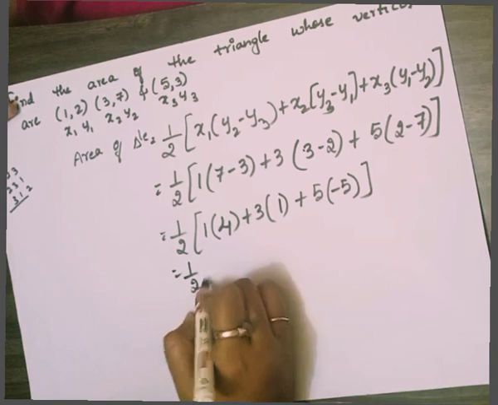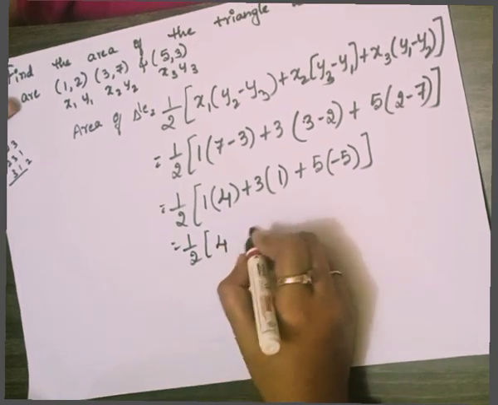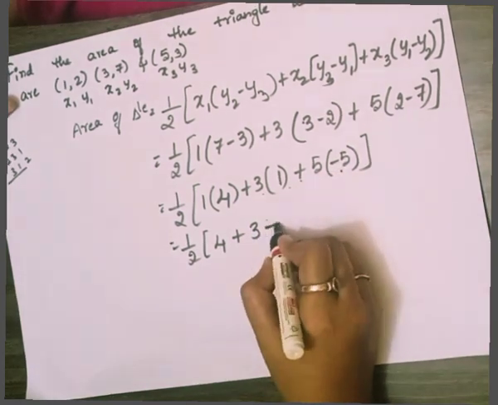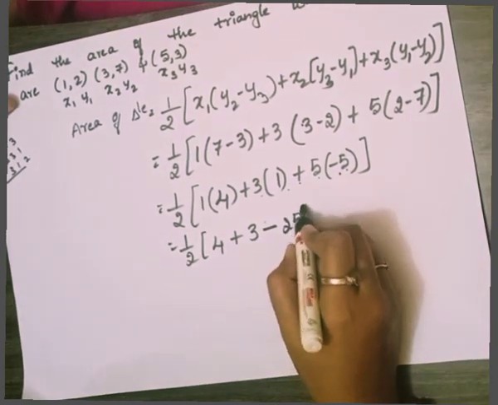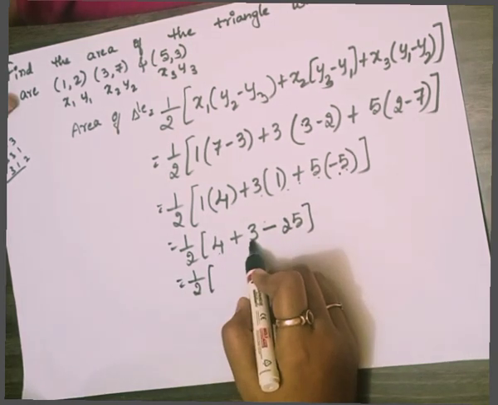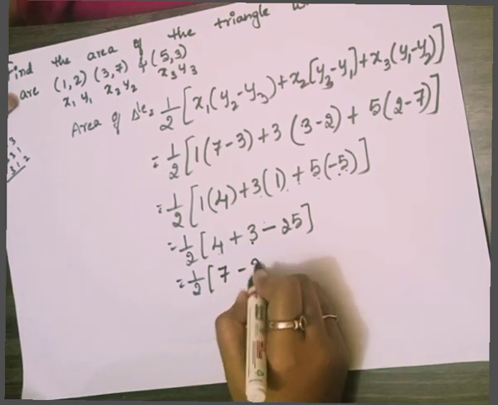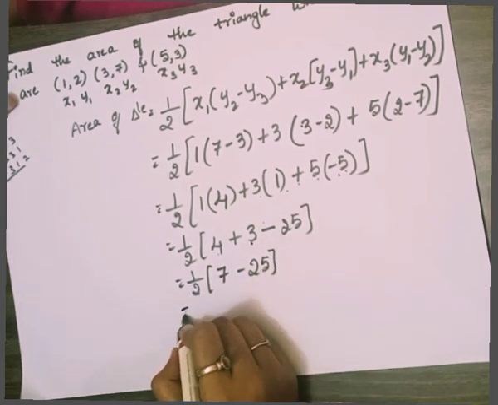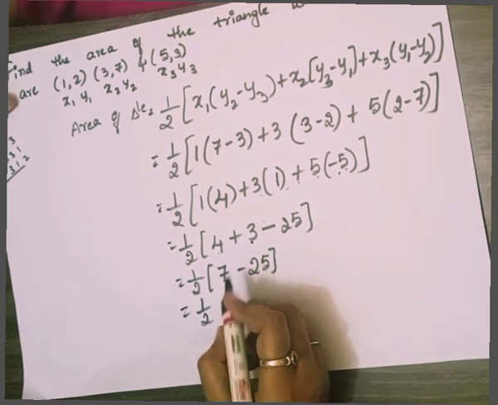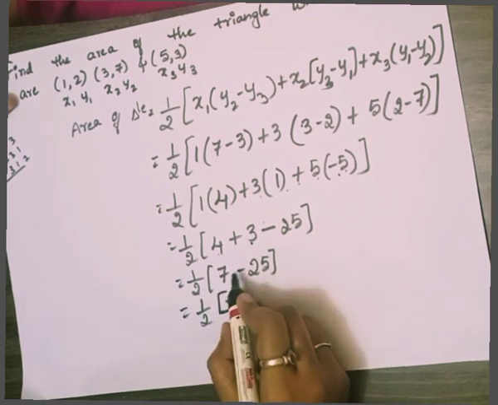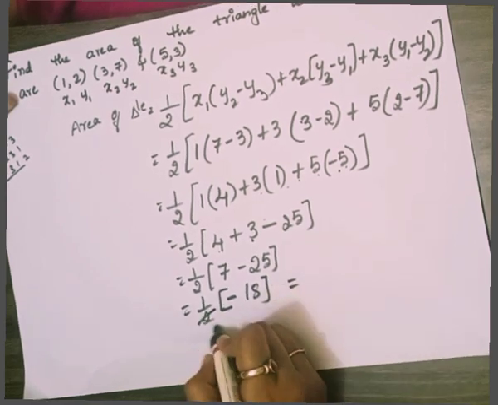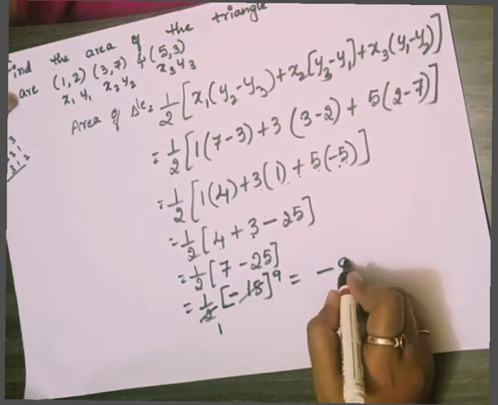Now 1 by 2. 1 4s are 4, we will get plus 3 1s are 3, plus 5 into minus 5, 5 5s are 25. So first we need to add 4 plus 3, that will get 7, minus 25. By subtracting this we will get 25 minus 7, because this is the bigger one and we have a minus. That means whatever answer we get will be negative. By subtracting, I will get 18. So now we divide, 2 ones are 2, 2 nines are 18, the answer I will get is minus 9.